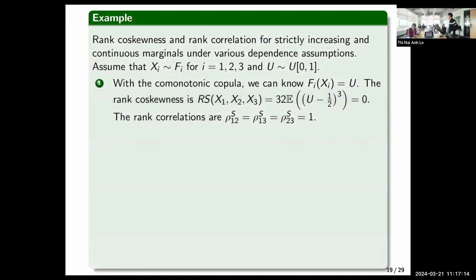In addition to the propositions, we use some examples to prove the second proposition. In the first example, we use the comonotonic copula. Then for any marginal distributions, the rank coskewness is equal to 0, while the rank correlations are all equal to 1.